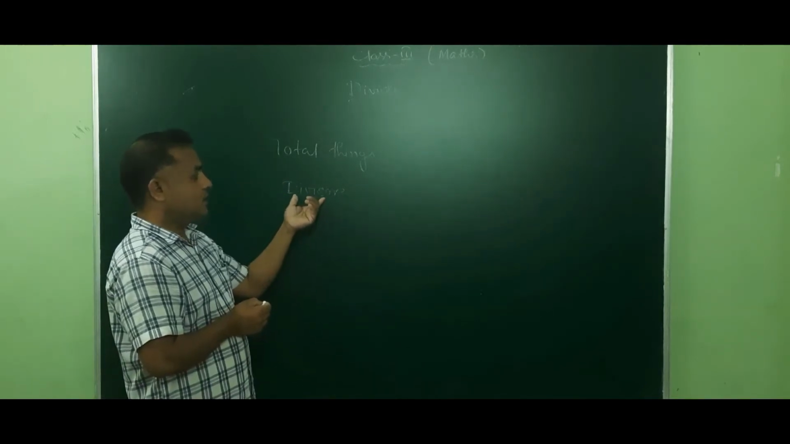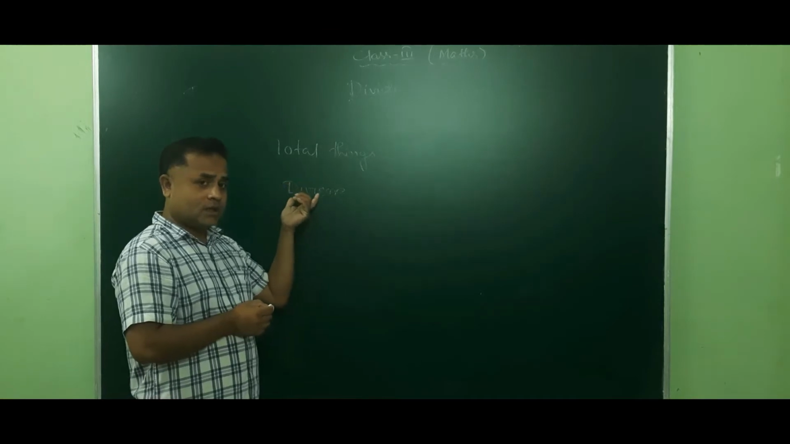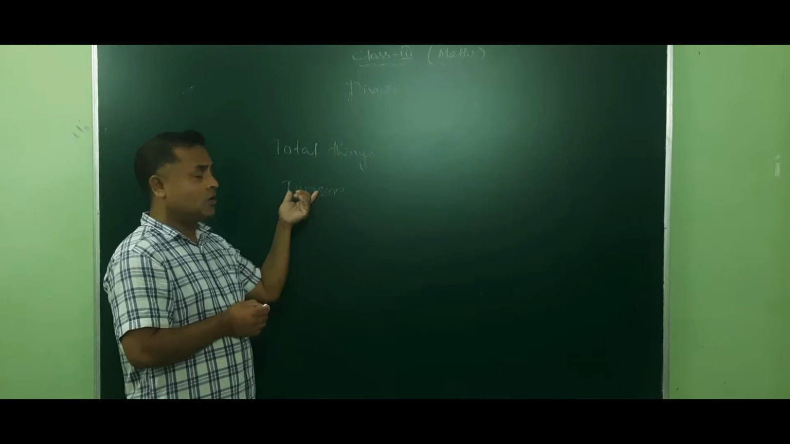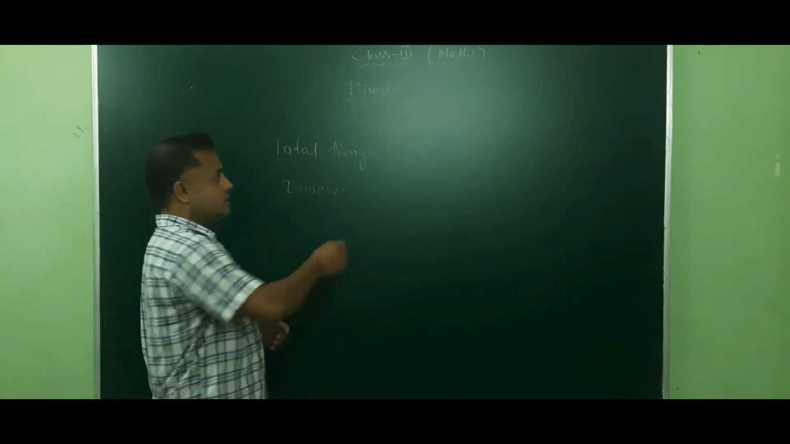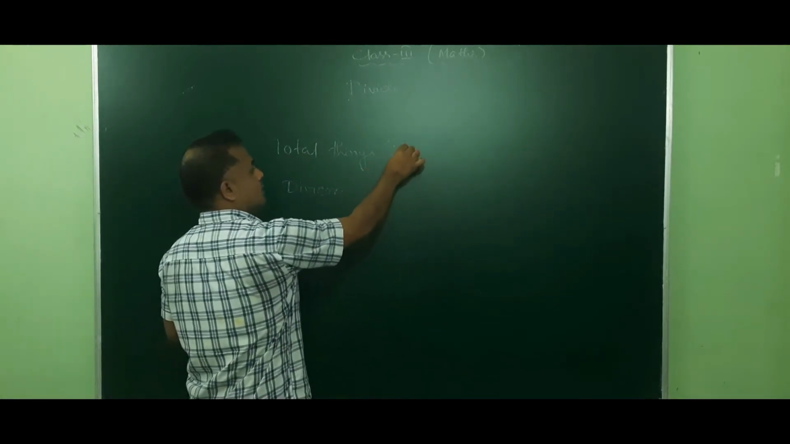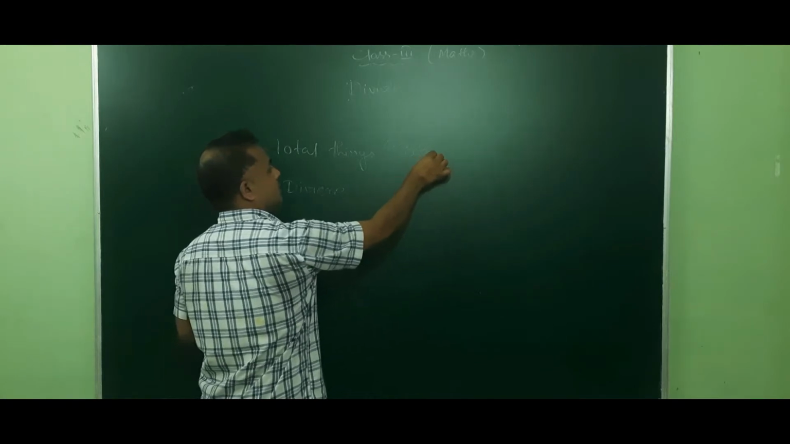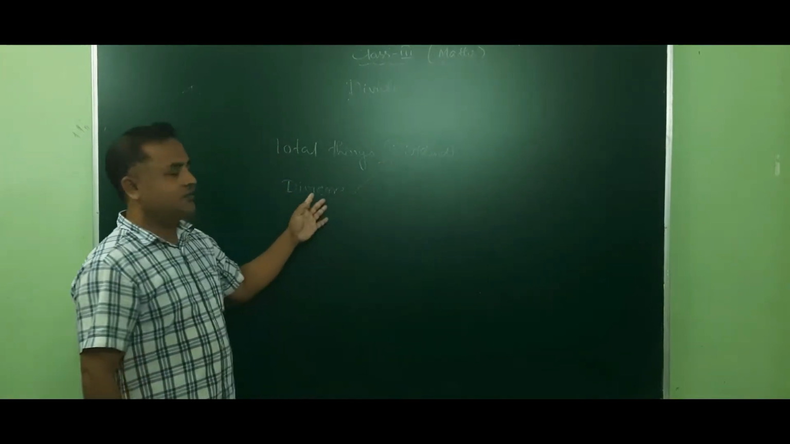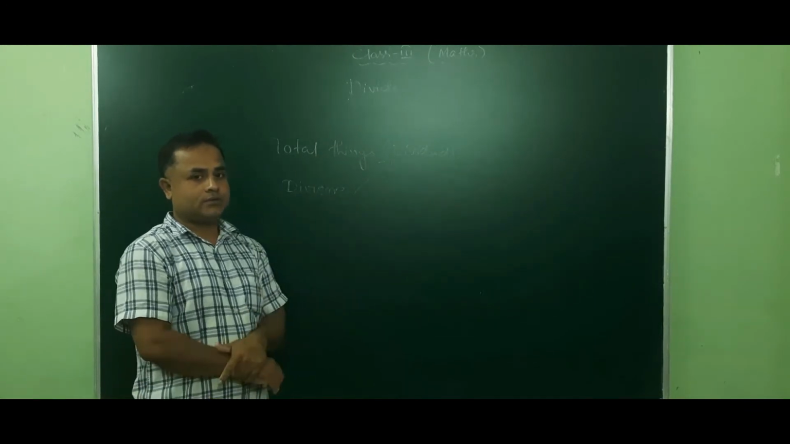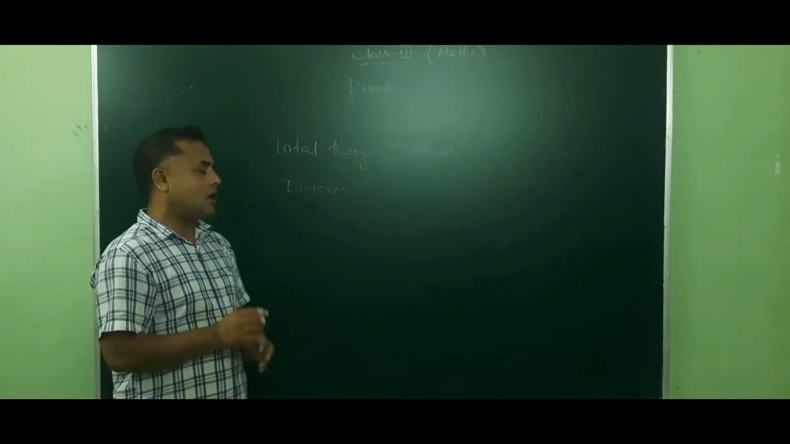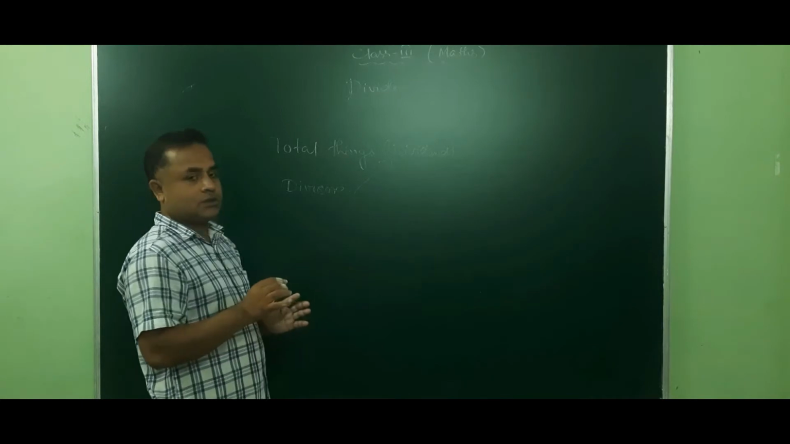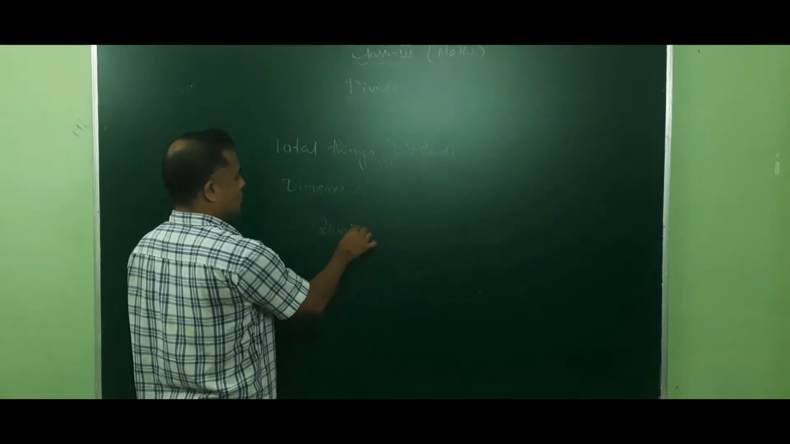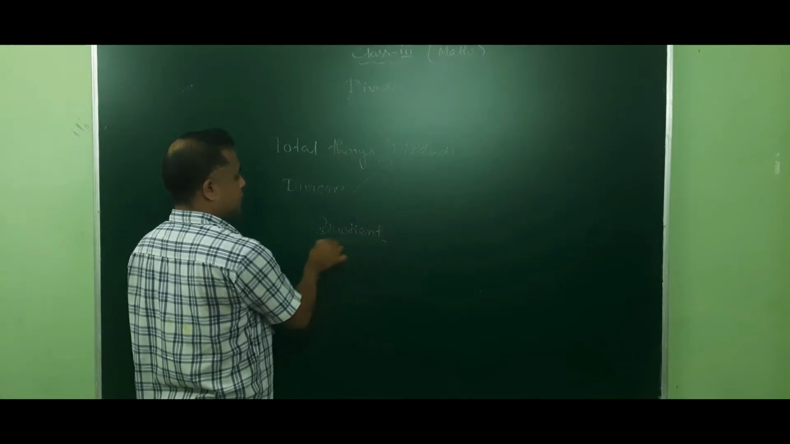The share that each individual will get from these total things, we call it the dividend. To this dividend, the divisor will divide, and the answer, what each individual will get, that is called the quotient.